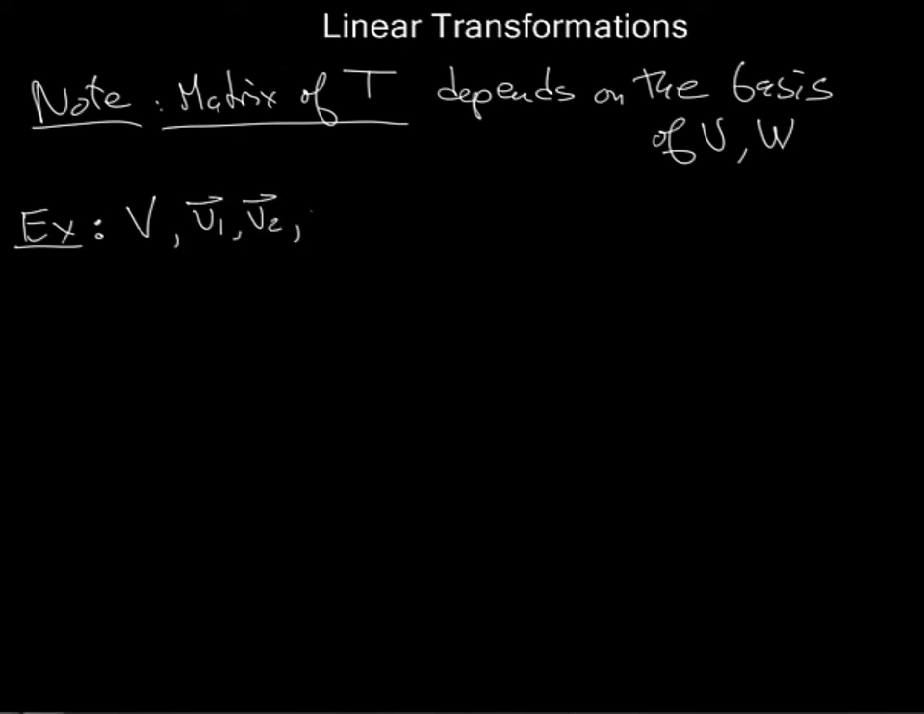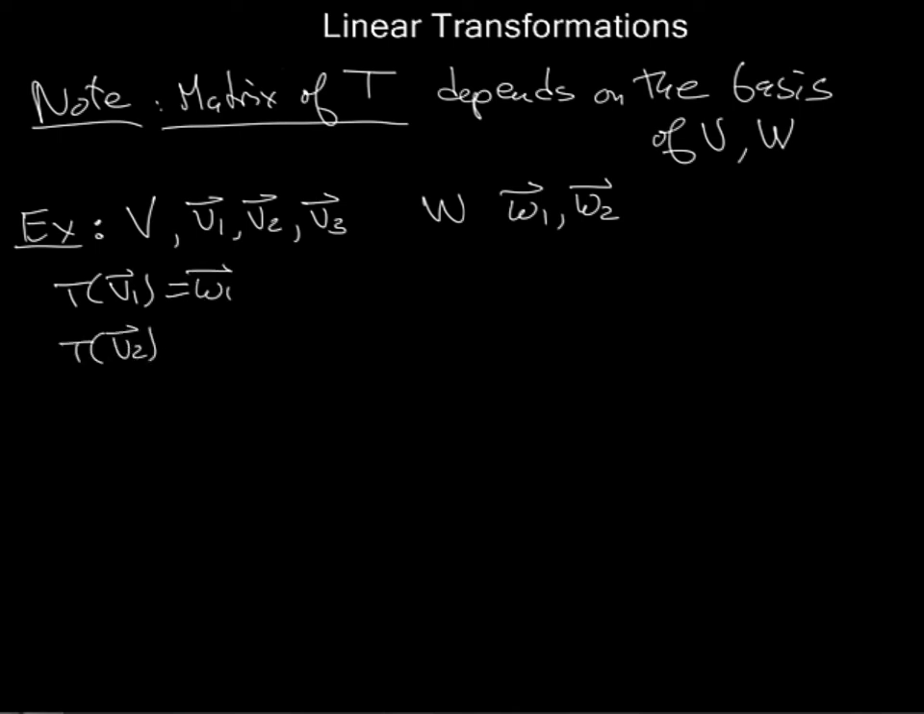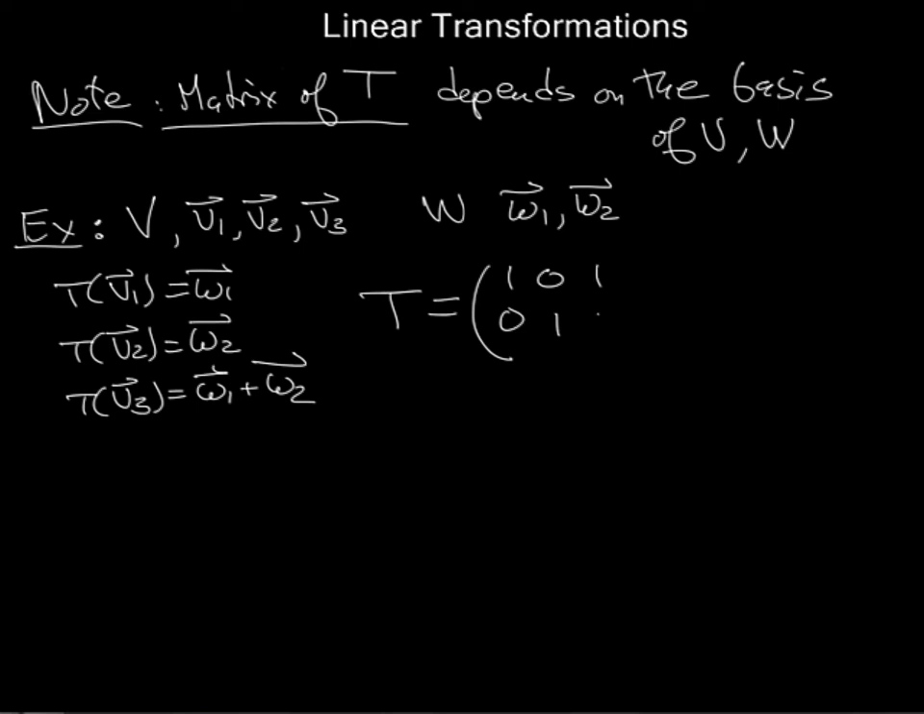So let's look at an example of that. Suppose I had a vector space V with a basis V1, V2, and V3, and W a two-dimensional vector space. And suppose that I told you that T of V1 was W1, and T of V2 was W2, and T of V3 was W1 plus W2. Well, then the matrix of this linear transformation looks like this. (1, 0) is the first column, and (0, 1) is the second, and (1, 1) is the third.